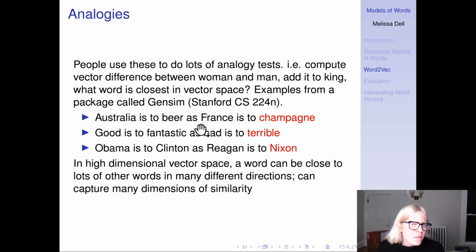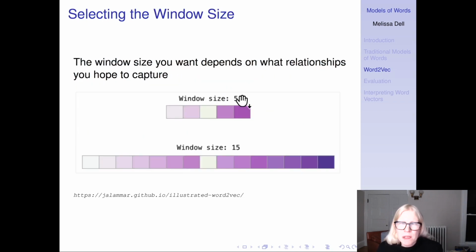And there's a package that will let you compute these analogies. So Australia is to beer as France is to champagne, good is to fantastic as bad is to terrible, and so on. I don't know quite how cherry-picked these examples are, but in general, you can get analogies that at least some of the time seem to make a lot of sense. In high-dimensional vector space, a word can be close to lots of other words in many different directions. So you can potentially capture many dimensions of similarity.